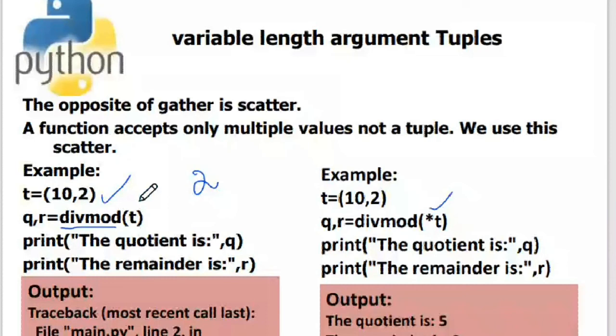This is already a built-in function which has its own definition. The function definition is that it can take only multiple values, that is, only two arguments. And the return type of divmod is a tuple.